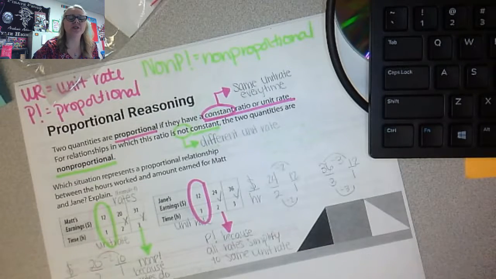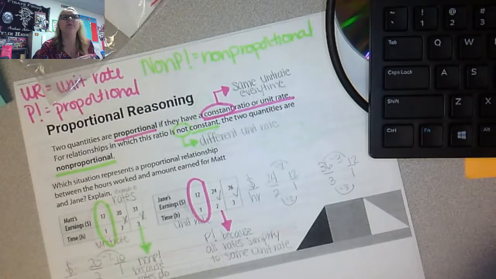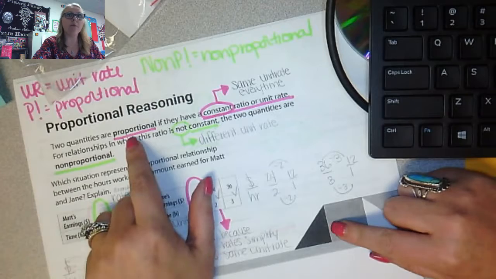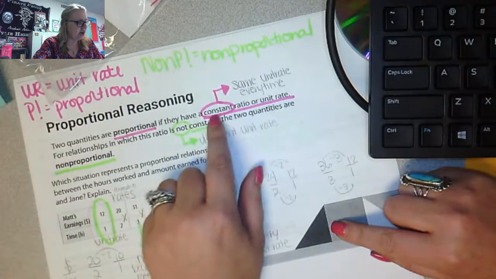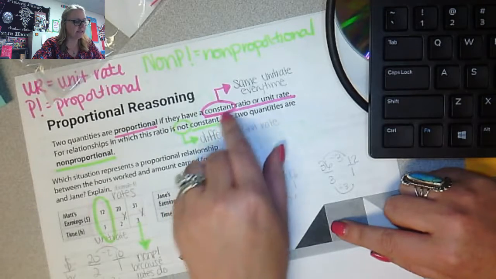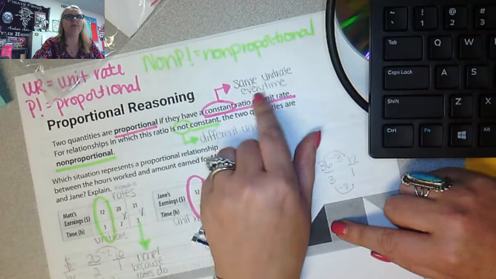Hey guys, as we're starting Unit 3, not only are we doing rates and unit rates, but we are breaking it down to see if the rates are considered proportional or non-proportional with the unit rate. From our notes today, we learned that two quantities are proportional if they have a constant ratio or unit rate. Remember we talked about how constant means that they have the same unit rate every time.